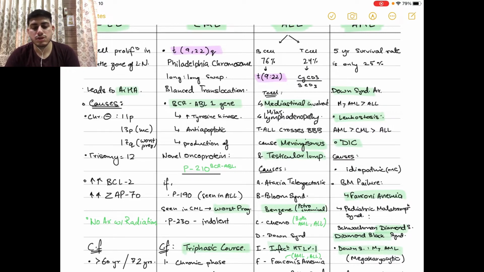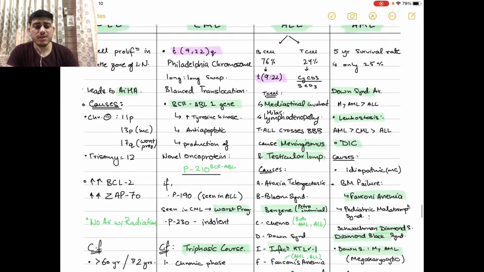Because there is a translocation between chromosome 9 and 22, both having their long arm. There are short arms of chromosome 9 and 22 and long arms. So the translocation is from the long arm to the long arm of chromosome 22. So that's why it's called balanced. If it is from long to short arm, then it won't be a balanced translocation.